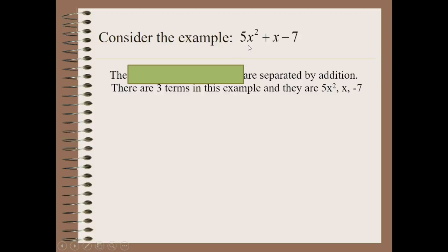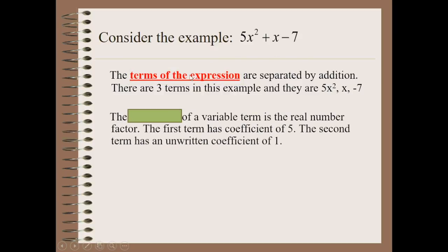In this example, 5x squared plus x minus 7, the terms of the expression are separated by addition. There are 3 terms in the example. They are 5x squared, x, and negative 7.